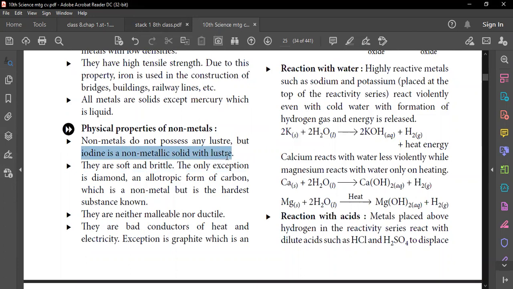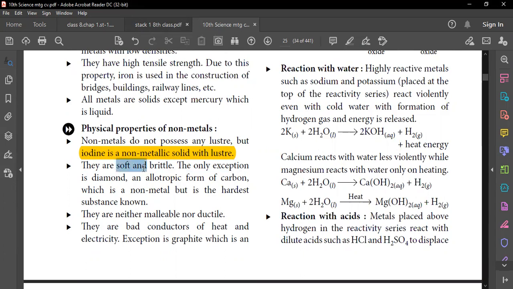Diamond is an allotrope of carbon, right? It is not directly a non-metal. Yes, sir, you can take diamond also. Diamond also has some lustrous nature. Iodine is a non-metallic solid with a luster. Then what is the next property?